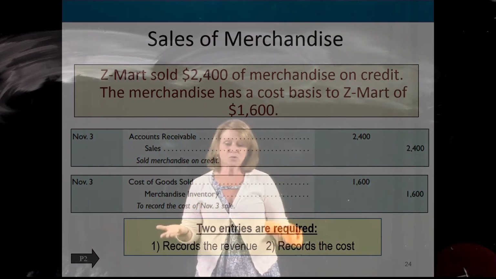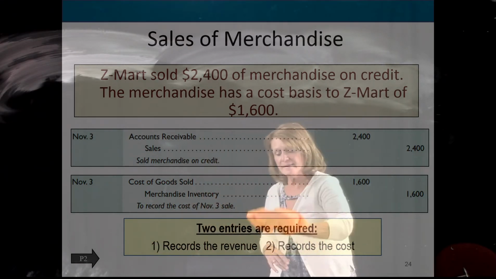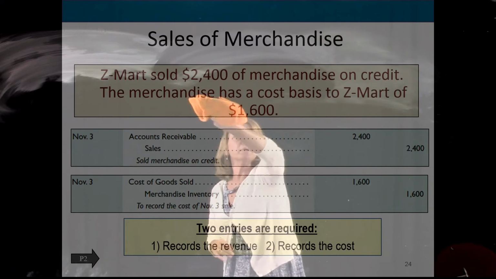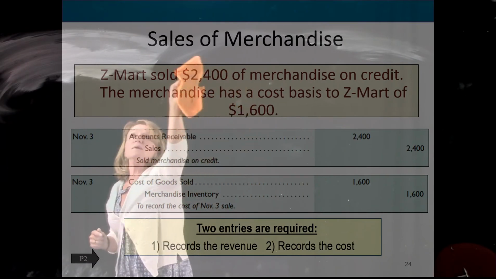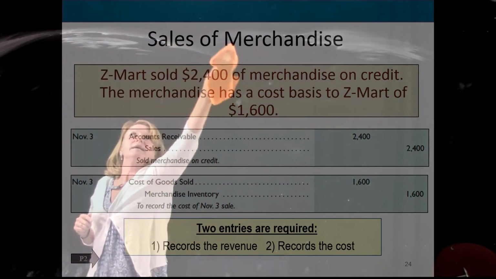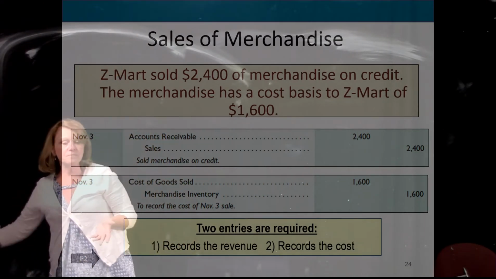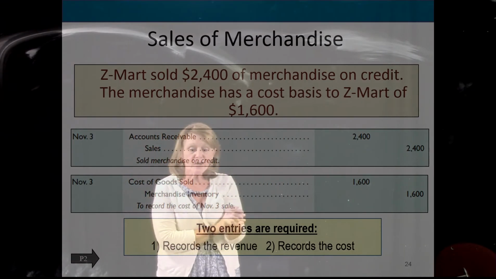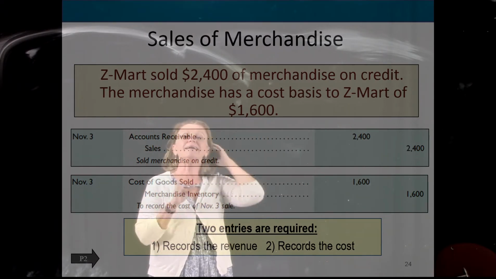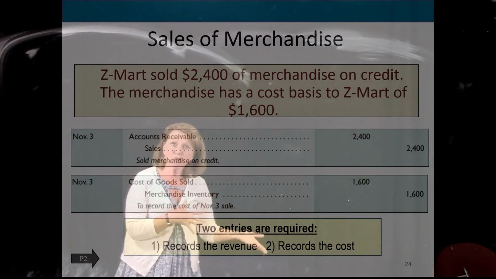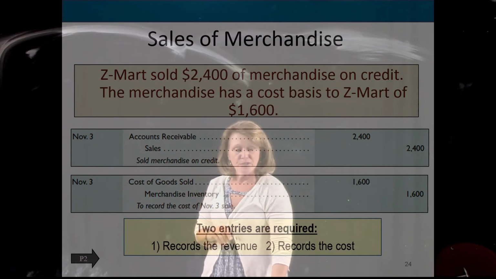So we have accounts receivable for $2,400 where we sold the merchandise and they're going to pay us later, and that's a debit because accounts receivable is an asset. And the credit is sales revenue. Sales revenue is a revenue account, so it's a credit. And the other entry to record the cost is to debit cost of goods sold, which is an expense account, and credit merchandise inventory because we have sold the inventory, so we take it out of that account.